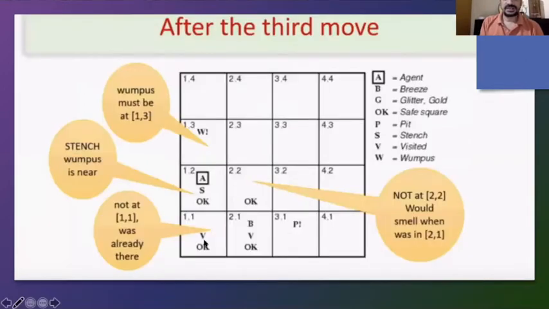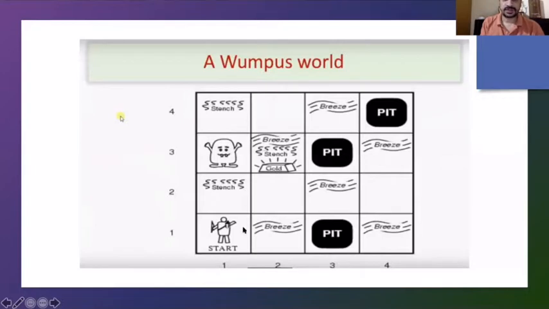Now, as we understood, in this particular position, it says that 2,2 would smell when [the agent] was in 2,1. So what it is saying is that in 2,2 there is no Wumpus. That is a conclusion, because the third move is the crucial move here. So this is the first, and then second, the third. So the fourth move, this particular move, is the crucial one.